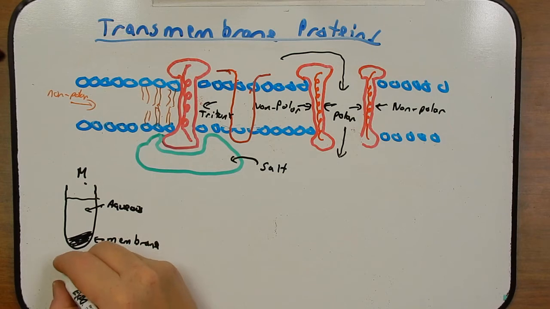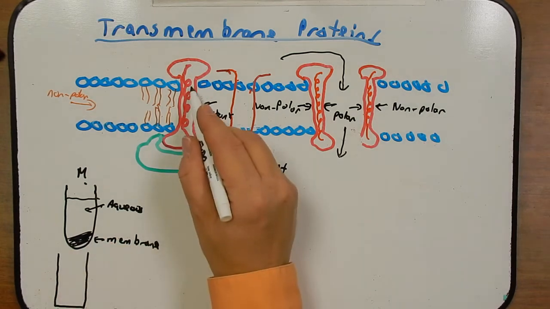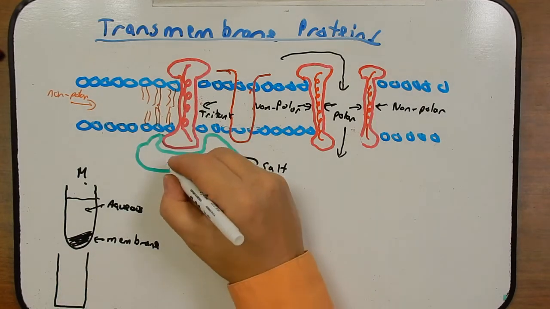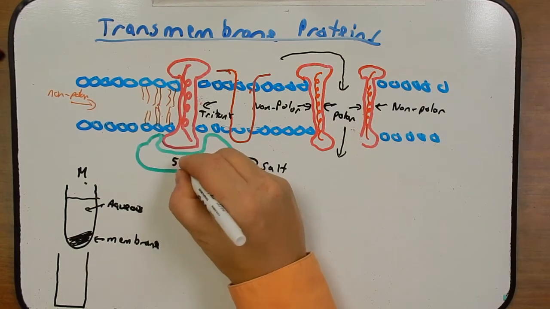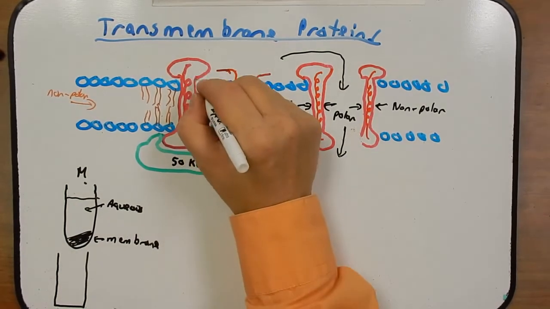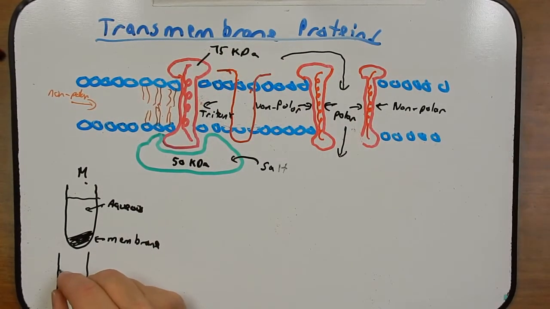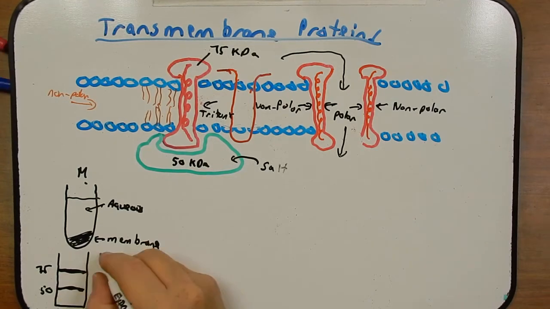Now we could run a SDS page gel here, and if we're looking at these two proteins here, we'll still see both proteins. And just for argument's sake, let's say that this protein is 50 kilodaltons and this transmembrane protein is 75 kilodaltons. So we should see both of these proteins, 75 and 50. And remember, this is our membrane fraction here.